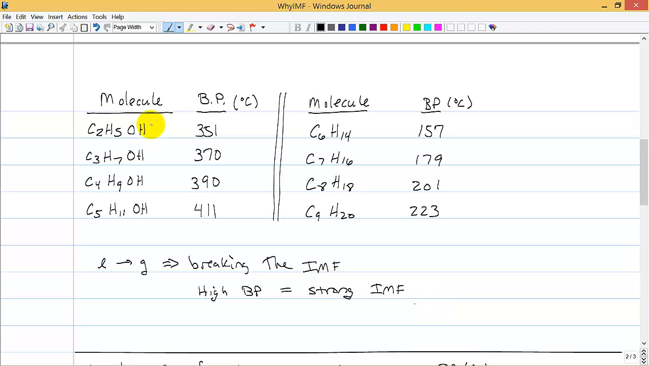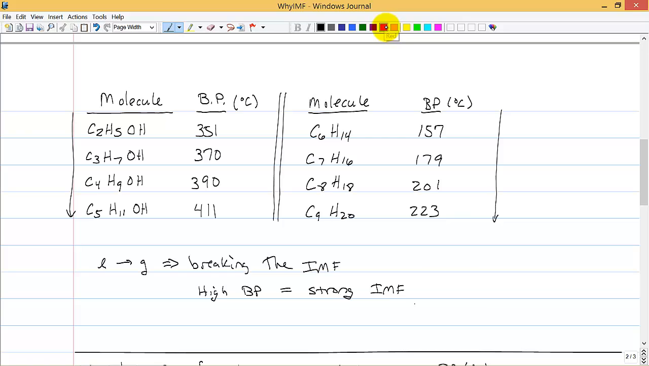Let's look at the first group here. As we look at C2H5OH, then C3H7OH, as we go down, we can immediately see we're increasing the molecular mass, and just as we expect, the boiling point is increasing. Why do we expect that? Well, the heavier molecule we would expect to have a stronger intermolecular force. So that's what we get. Perfect. We look over at the other side of the table, and voila, as we go down, the molecular mass is once again increasing, and so is the boiling point, and that means so is the strength of the intermolecular force.